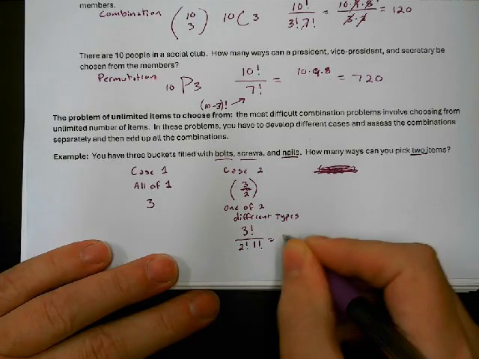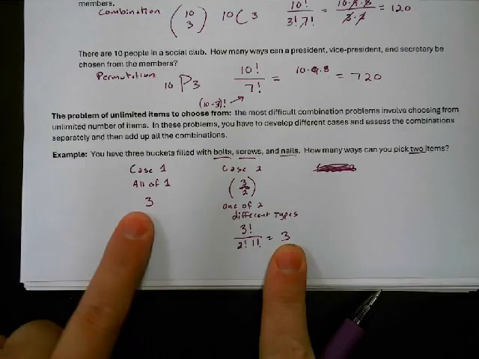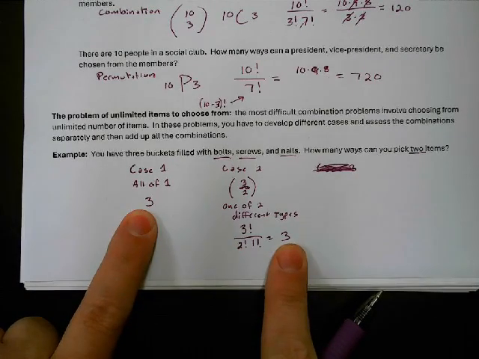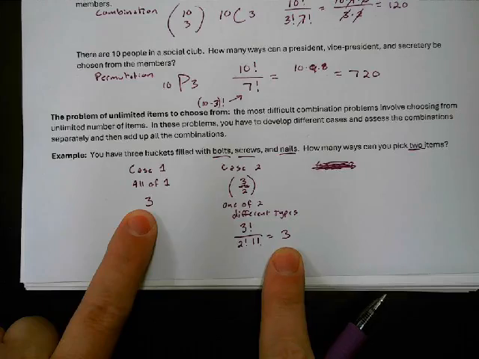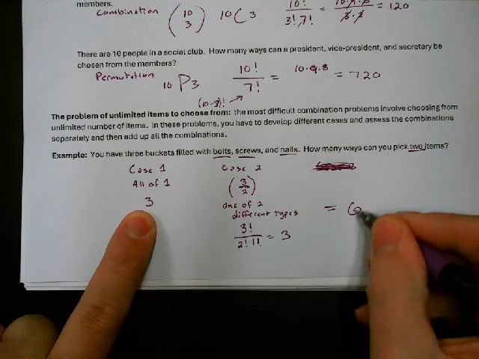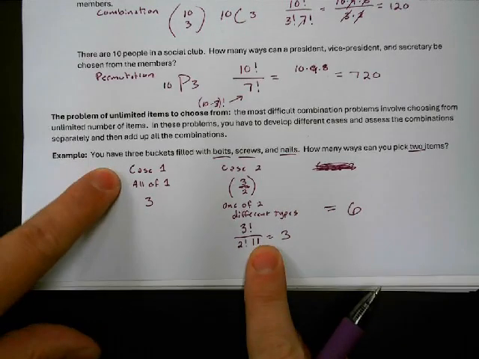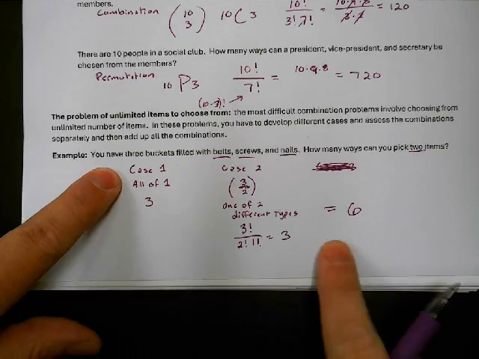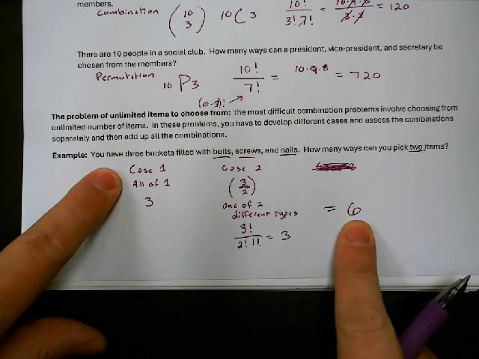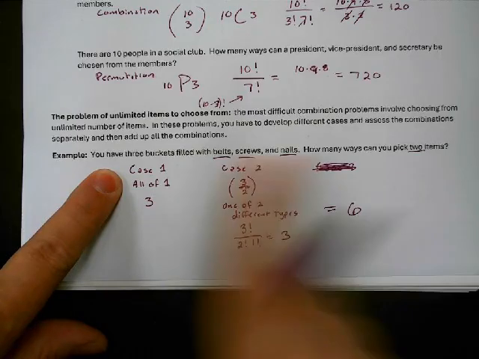So I actually have 3 outcomes in case 1, and I have 3 outcomes in case 2. So that's a total of 6 outcomes. So there's 6 ways to do it. So you can see, because we had separate cases, we have different probabilities than just a simple, straightforward 3 pick 2. Because there were an unlimited number of each of these to do it.